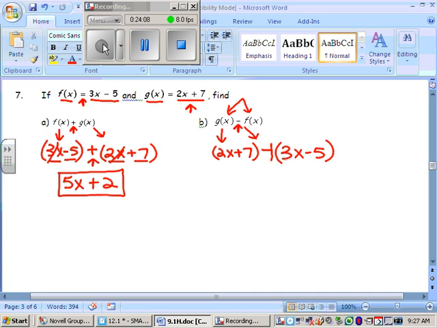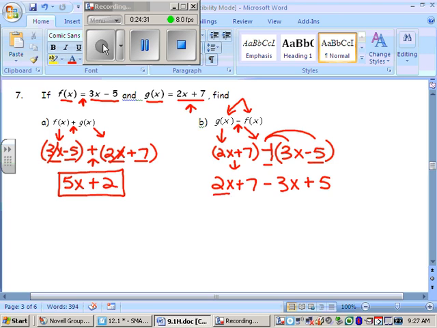Now we're going to put a negative 1 in front of that second set of parentheses and distribute it, or multiply it, to each term in the parentheses. So drop down the 2x plus 7. And once we multiply the negative 1, it'll be negative 3x. And then again, the negative 1 times the negative 5 is a positive 5.